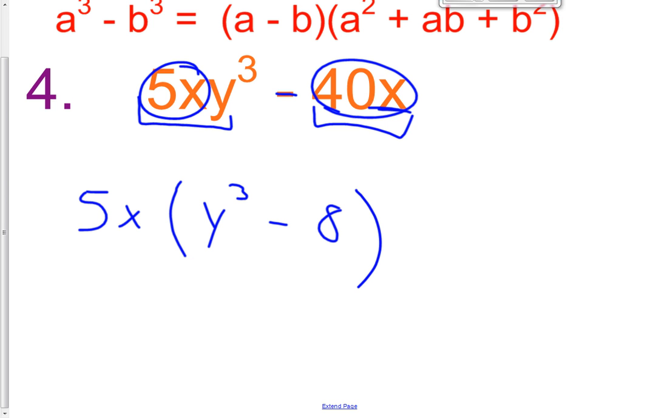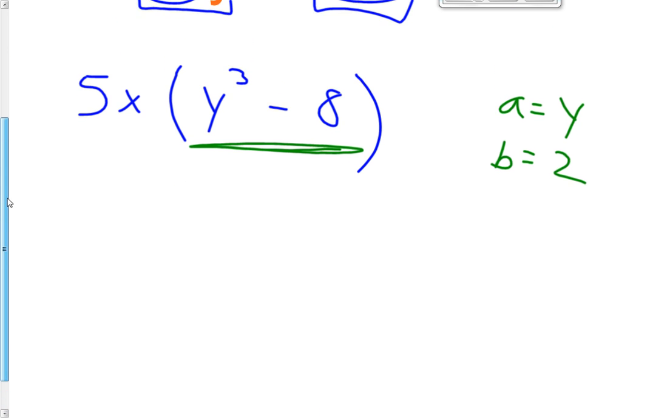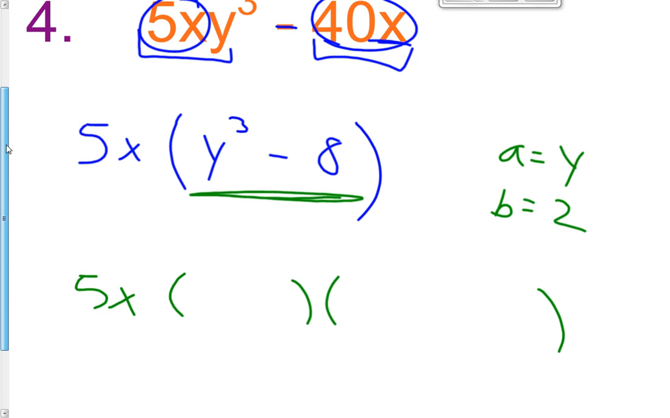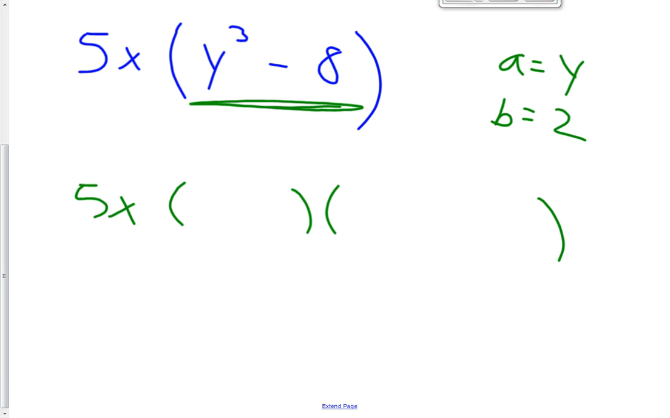Now, hopefully you can recognize this rather quickly. This is the difference of two cubes. A is the number y, and b is the number 2. Y times y times y is y cubed, so a is y. 2 times 2 times 2 is 8, so b equals 2. Now I'm going to factor it. I'm still going to have my 5x on the outside. Here's my binomial. Here's my trinomial. I always like to think of my signs and put them in right away too. It's minus, plus, plus, so now I'm going to have a minus and a plus and a plus.